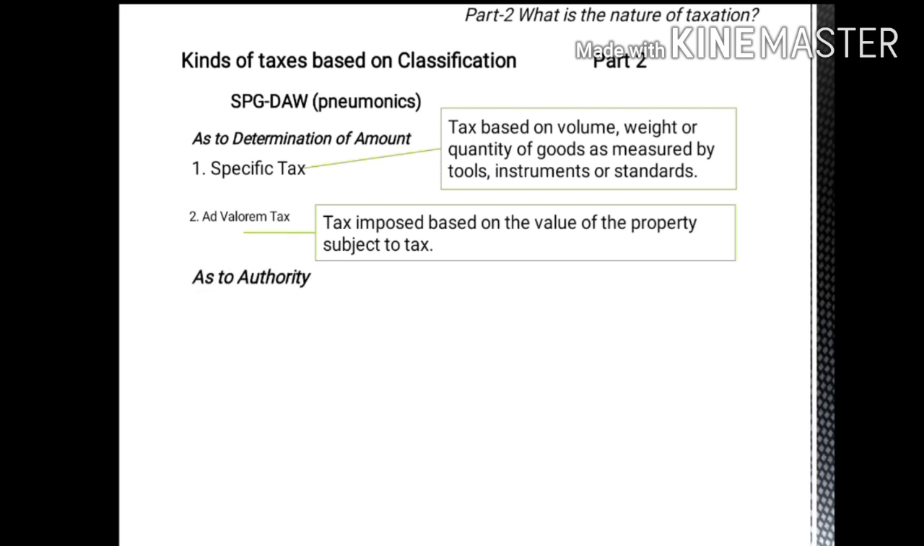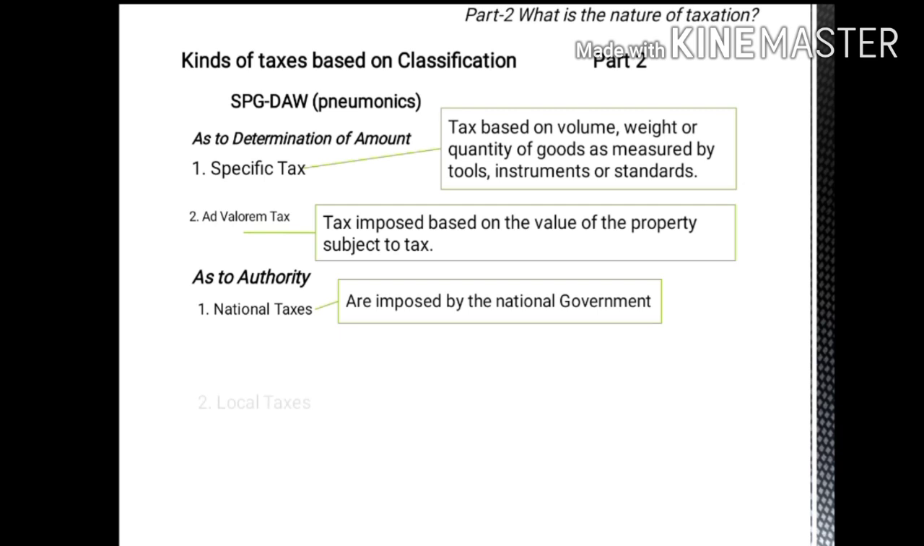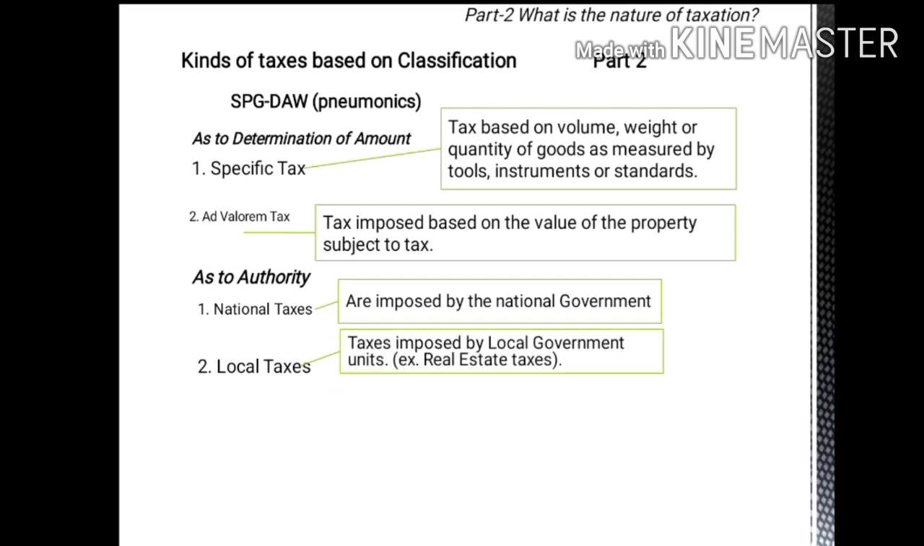As to authority, meaning who collects the taxes, we have national taxes, which are collected by the national government, like the Bureau of Internal Revenue. Then there are local taxes, which are collected by the local government units. Let's say, for example, real estate taxes. That is first, as to authority.